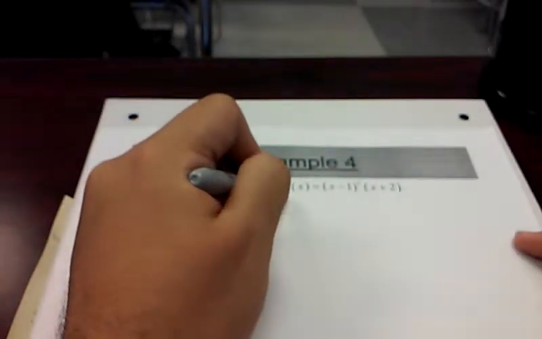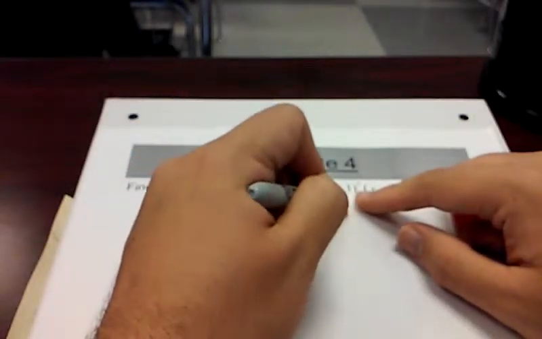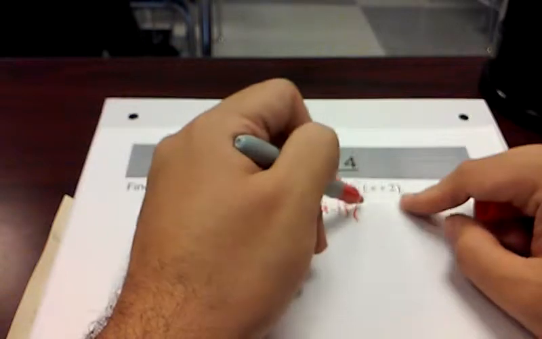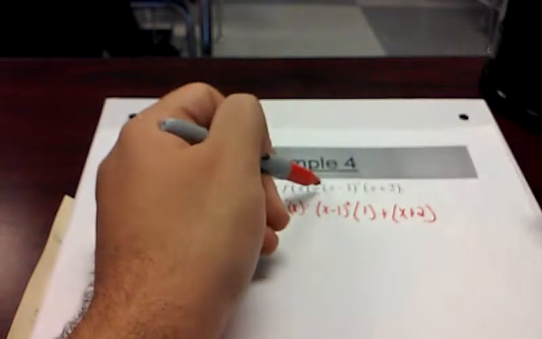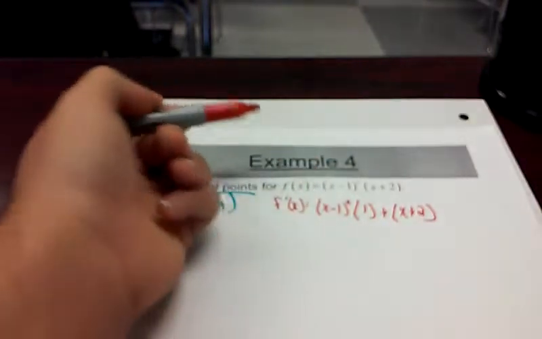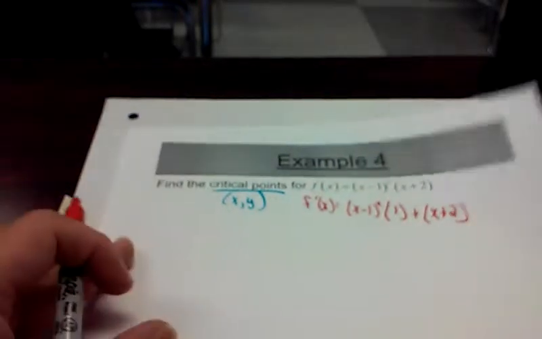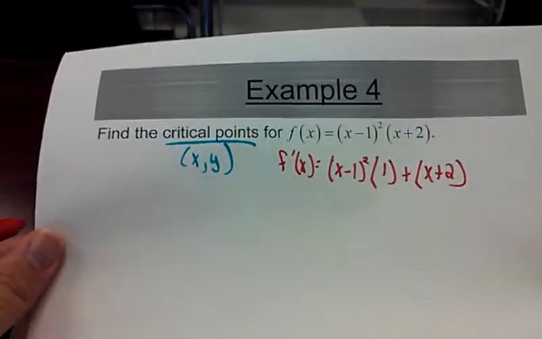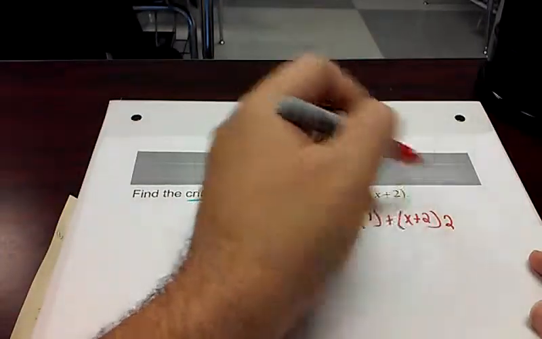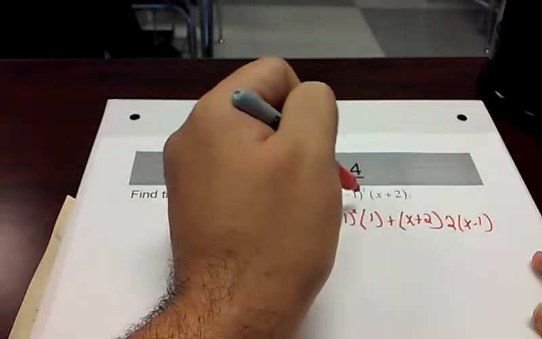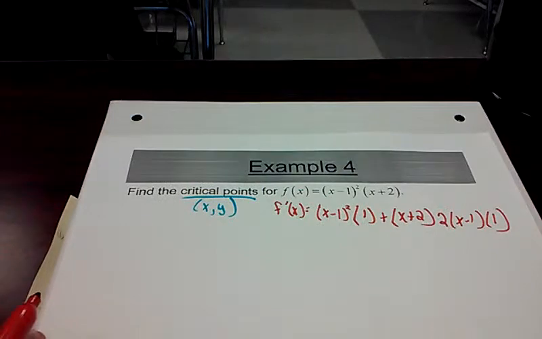So we're going to do the product rule. So it's going to be first, so (x minus 1) squared, times the derivative of the second, the derivative of x plus 2 would be 1, plus the second, which would be x plus 2, times the derivative of the first. Now for the derivative of the first, I'm going to have to use the chain rule. So the derivative of that would be bring the 2 down in front and then leave the x minus 1 alone, and then the derivative of x minus 1 would be 1. So there's the product rule.